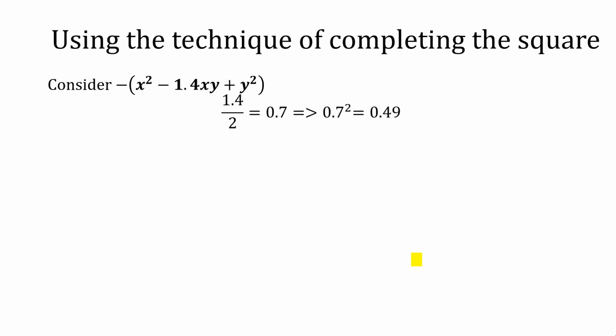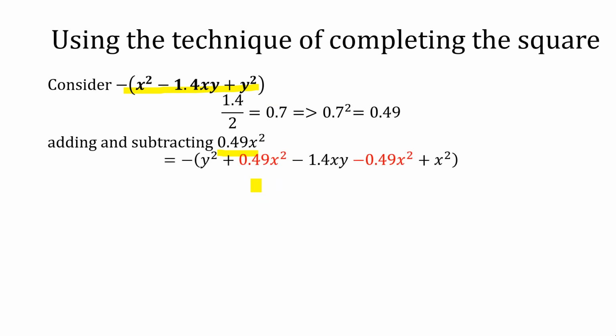We are about to calculate fx of x, and for that reason, we do some arrangement to this equation. Take 1.4, half of it is 0.7, and the square of 0.7 is 0.49. Here we are calculating fx of x, so we add and subtract 0.49 x square to this equation. So everything is the same here. Y square is written first, then minus 1.4 x into y plus x square.